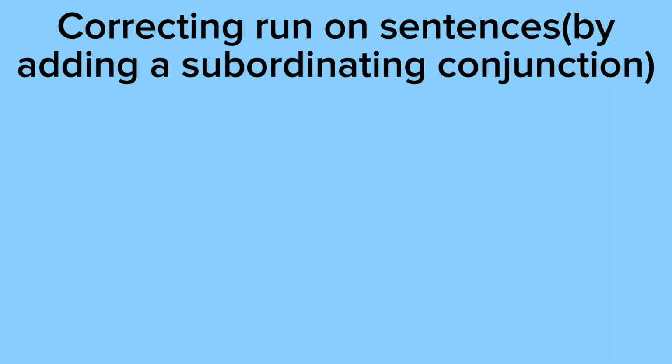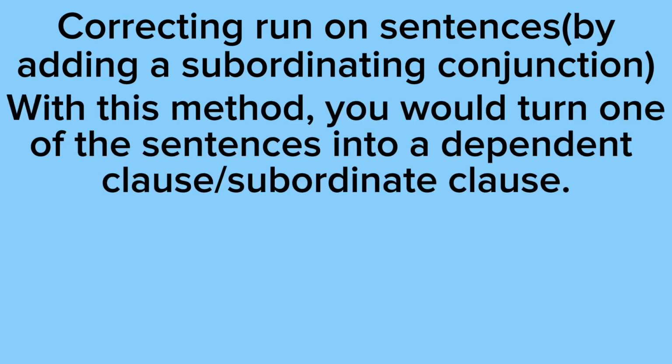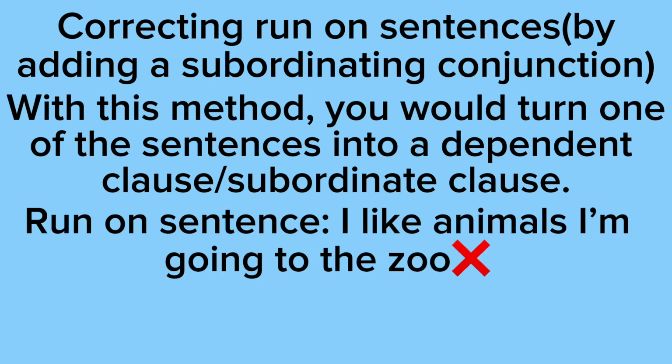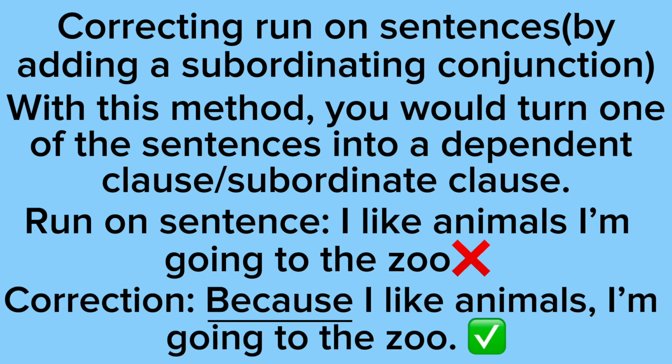Now let's correct some run-on sentences by adding a subordinating conjunction. With this method, you would turn one of the sentences into a dependent clause, or subordinate clause. For example, our run-on sentence says, "I like animals, I'm going to the zoo." So the correct way of saying this would be, "Because I like animals, I'm going to the zoo." As you can see, "because" is our subordinating conjunction, and we added that at the beginning of the sentence.